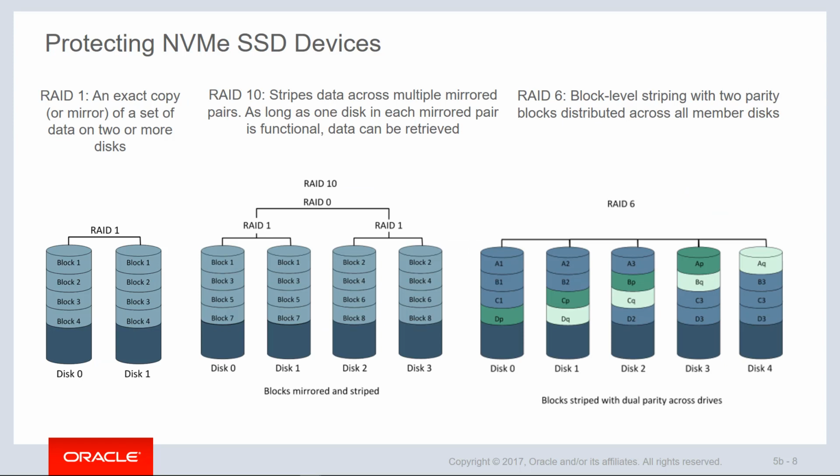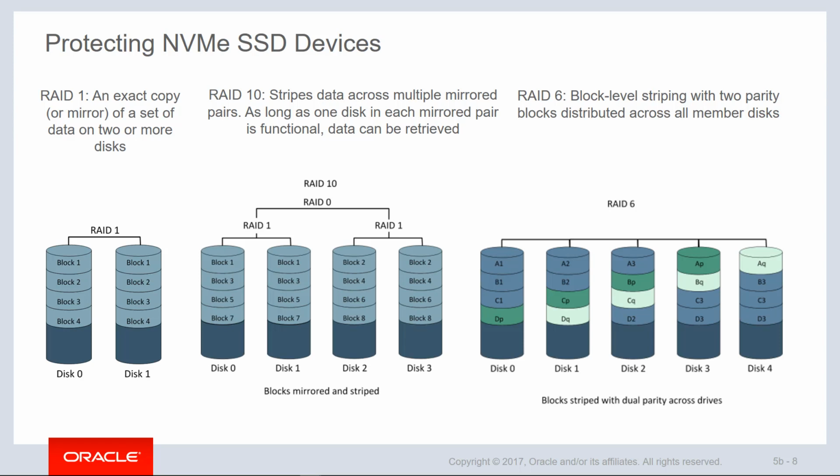In order to protect against physical device failures, a customer may opt to implement one of the following RAID configurations. With RAID 1, or mirroring, we create an exact copy of the data across two disk drives. Then, in this case, if one disk drive happens to fail, the data persists on the other physical drive.